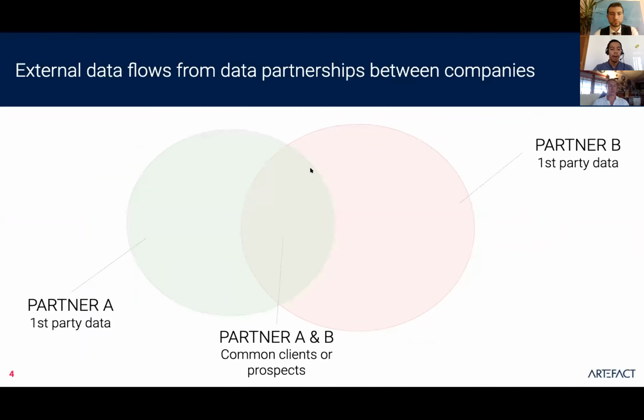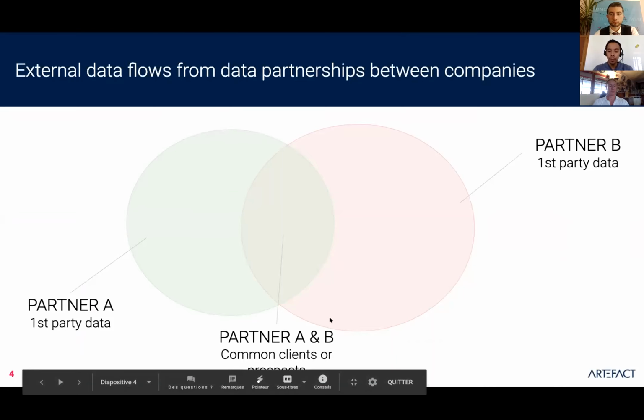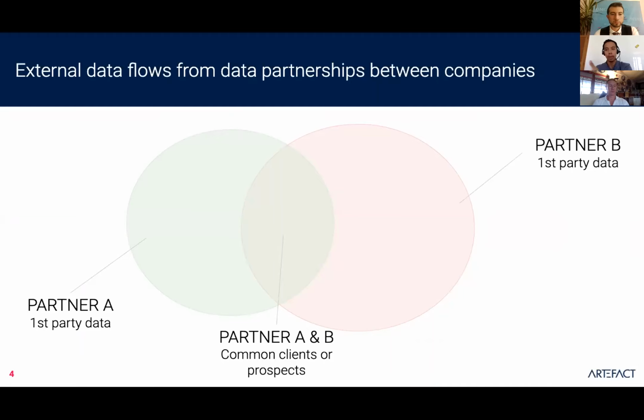So for instance, you will have first-party data coming from partner A, first-party data, which are all the data that are owned by the company, whether it's personal or non-personal data. And you also have first-party data from partner B. And the objective is to find the common clients and prospects from A and B in order to target them with a specific marketing campaign, if it's the case of a digital marketing campaign, or to find some new insights that you don't have in silo using your own data.